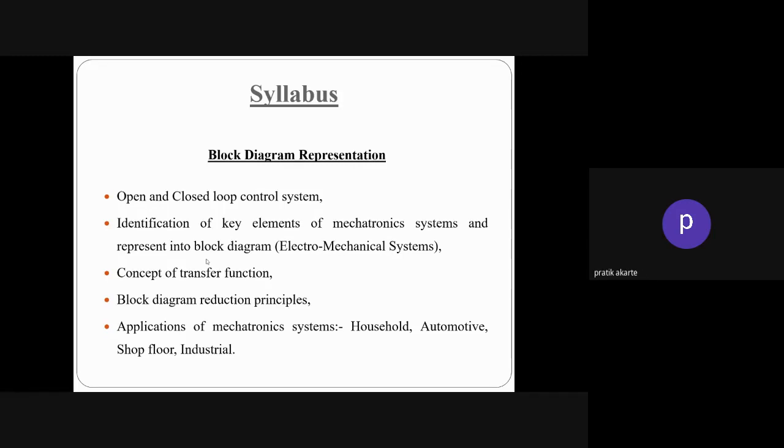So we had already discussed the key elements of mechatronic system. Then the important point is we have to represent it in the form of block diagram. Then we have to discuss the concept of transfer function, which is very important one as far as this particular unit is concerned. Then block diagram reduction principle, various principles, and application of mechatronic system in household, automotive, shop floor, and industrial. So this is the syllabus prescribed for unit number 2.